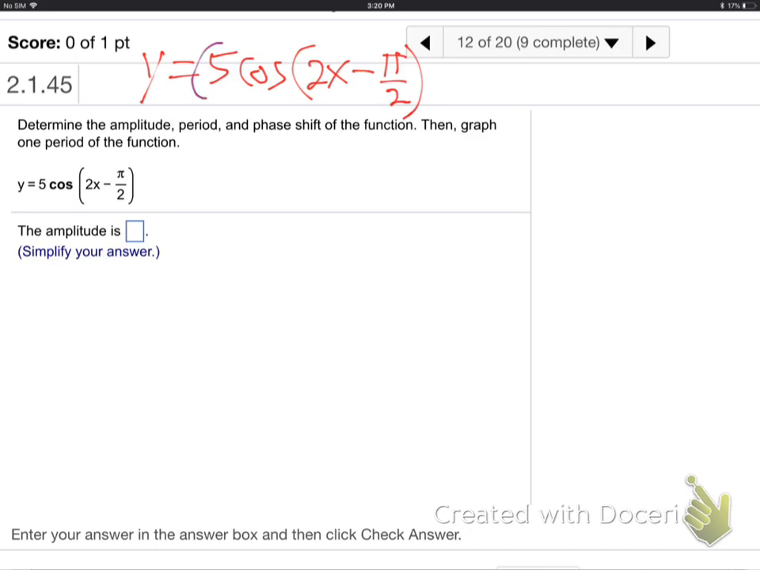So you're identifying everything. The A is 5, the B is 2, and the C is minus pi over 2, right? The A, B, and C. A is the number in front, B is next to x, C is added or subtracted after x. So there's your A, B, and C. Now dive into the 3 formulas for amplitude, period, and phase shift.